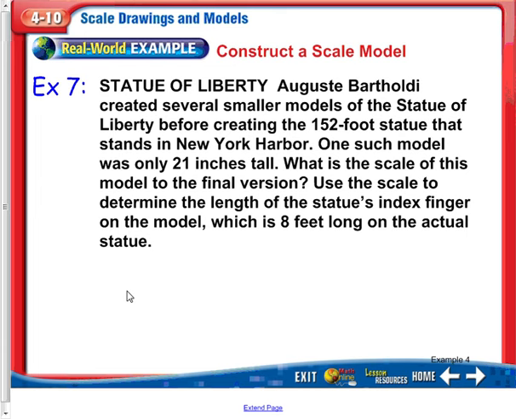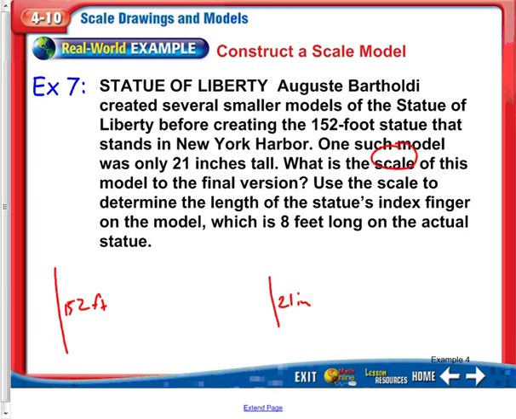For our last example, we're going to talk about the Statue of Liberty. Augusta Bartholdi created several smaller models of the Statue of Liberty before creating the 152-foot statue that stands in New York Harbor. One such model was only 21 inches tall. So right now we're starting to see, okay, here's the Statue of Liberty, and it's 152 feet tall. And here is the model that's only 21 inches tall. So it says, what is the scale of this model to the final version?